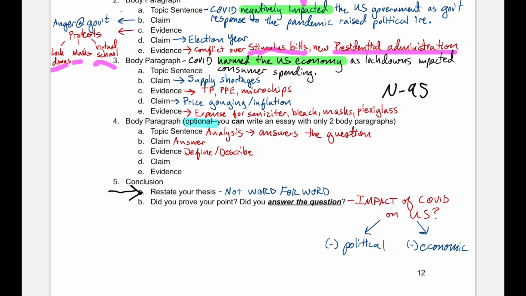So you don't want to do a word-for-word copy of your thesis in your conclusion, but instead word it in a different way and see if you can make it clearer, just in case your intro thesis didn't qualify for the points. Okay, so then you need to make sure that you proved your point, that you supported your claim, and that you answered the question. The question was the impact of COVID on the U.S., and your first body paragraph was negative political effects, and your second body paragraph was negative economic effects. Okay, that does answer the question because it asked us for impacts.